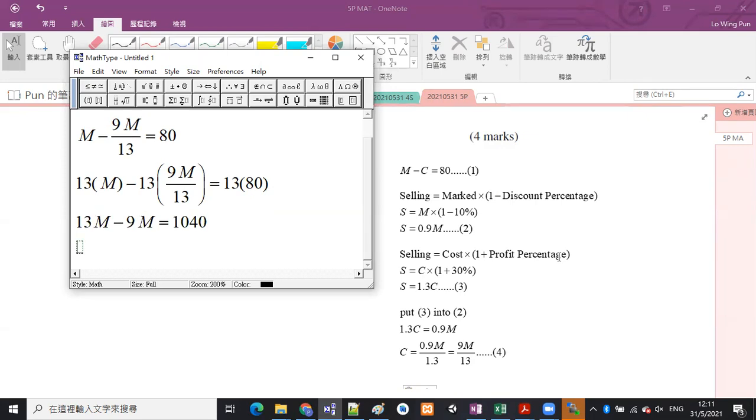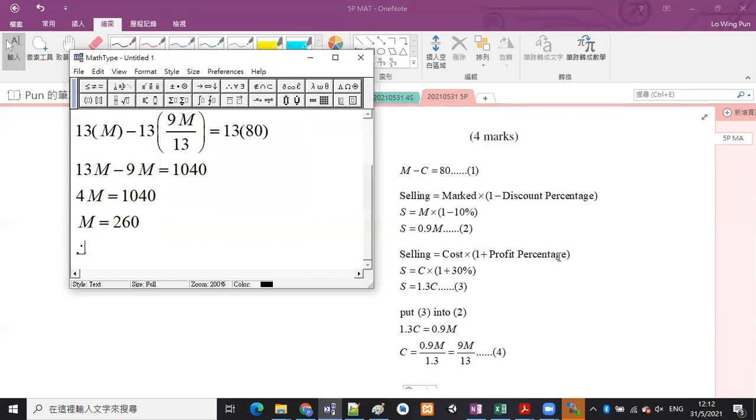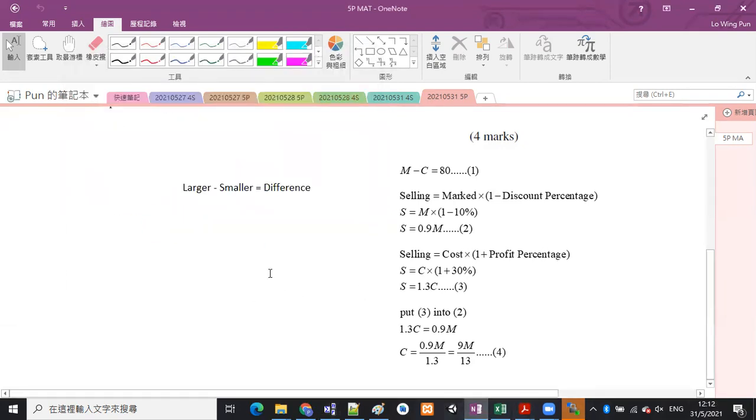Okay. So after cancelling the fraction, on the left-hand side, we have two like terms which can be calculated. So 13M minus 9M becomes 4M, is equal to 1040. Finally, because we want to find M, we just divide by 4 on the right-hand side, and M should be equal to 260. Can you get this? And the question just asks us to find the market price. That is the M. So just write down the conclusion. Therefore, the market price is $260.